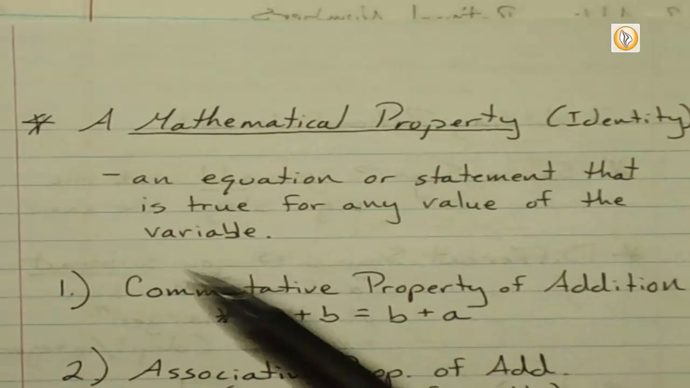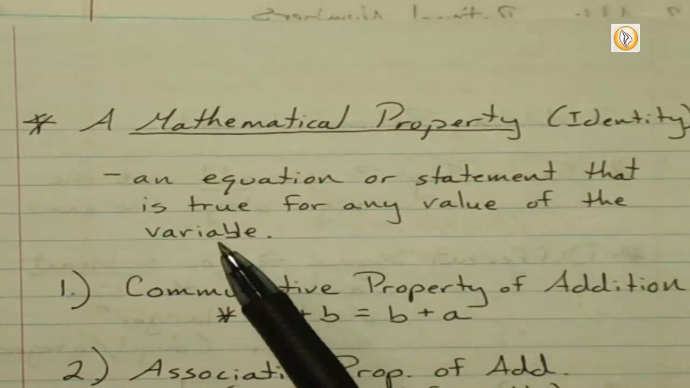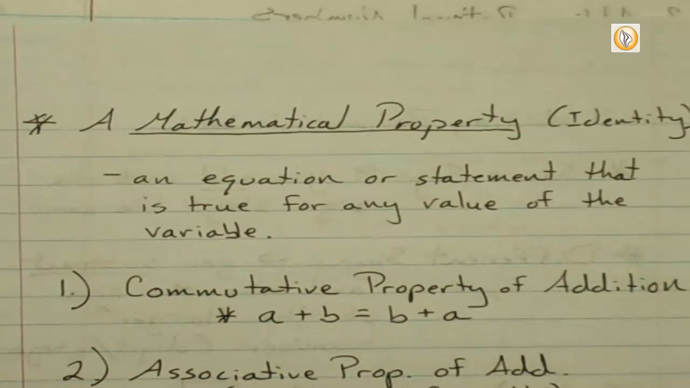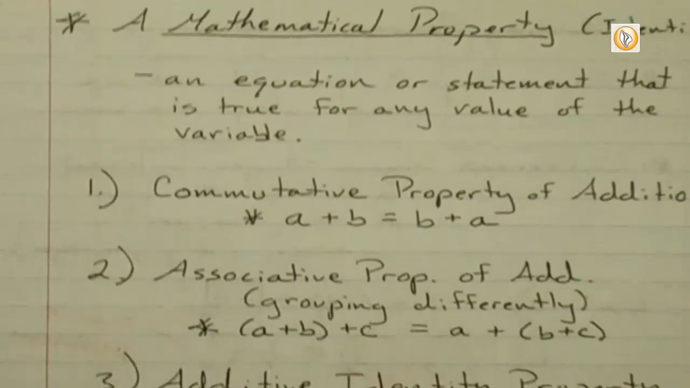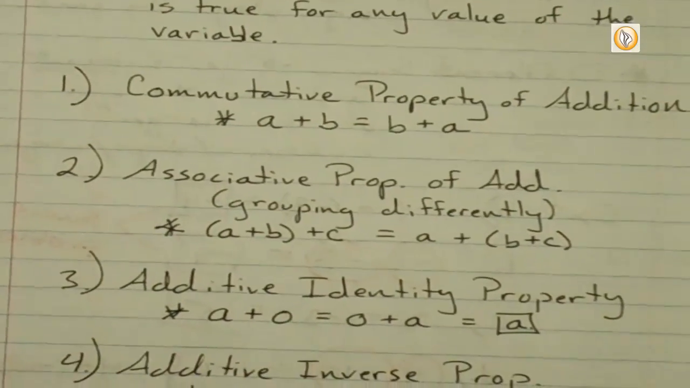A mathematical property is an identity, an equation or statement that is true for any value of the variable. Blah, blah, blah. So let's look at them.